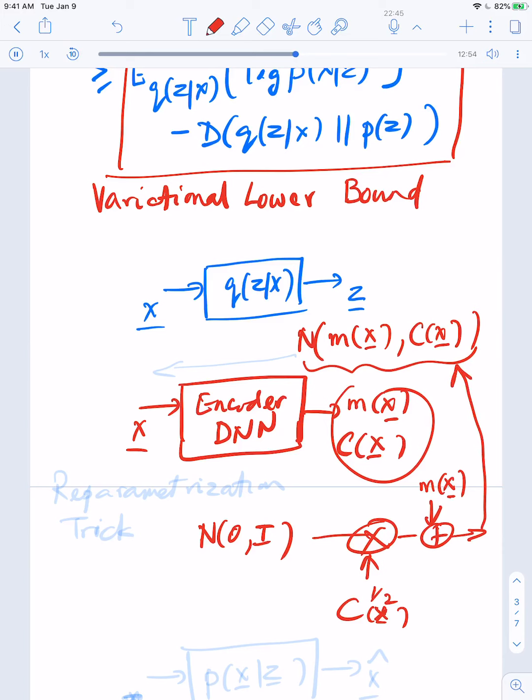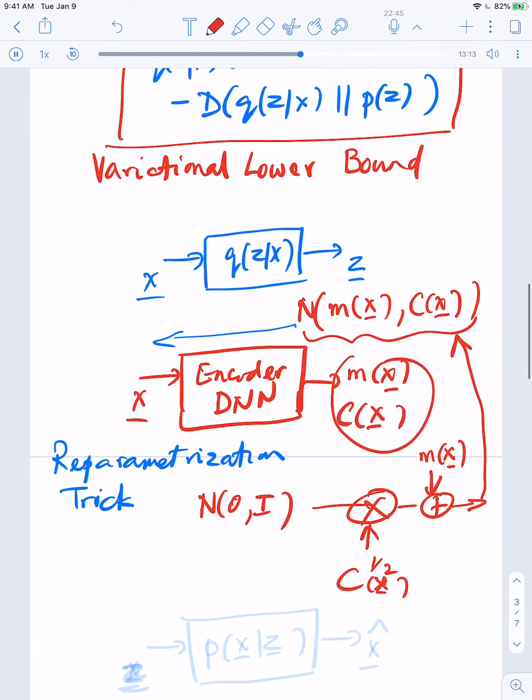And they make a fairly big deal of it in the original paper. They call it the reparameterization trick, which allows you to do backpropagation through a deterministic network that produces a random vector.